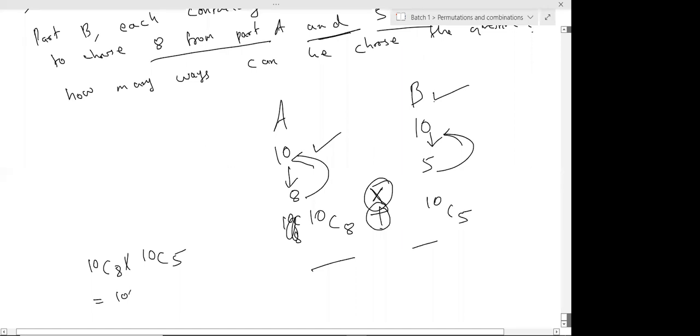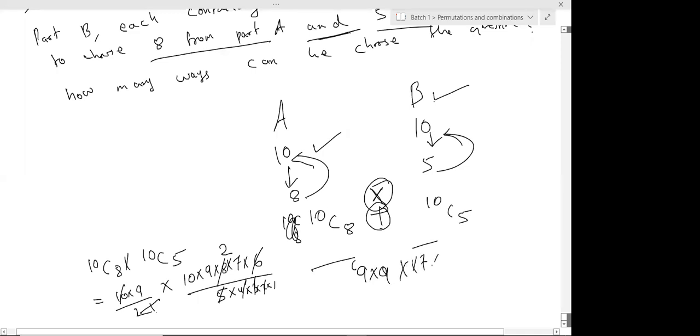Okay, simplify this. Multiply this out, and you'll get the answer.